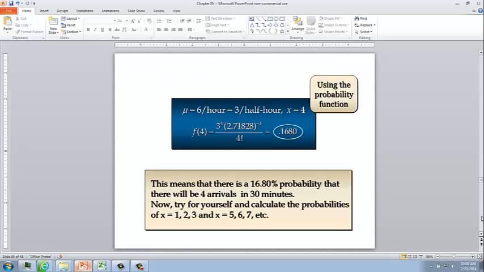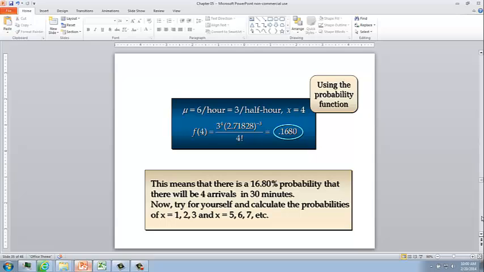Remember, mu equals 6 per hour. Hence, there must be 3 for every half hour, and hence, that is the value that we should use in the equation. And remember, we are interested in the probability that there will be 4 arrivals, hence x equals 4. So plug in the values 3 and 4 into the equation, and you get 0.168, which means that there is a 16.8% probability that there will be 4 arrivals in 30 minutes.